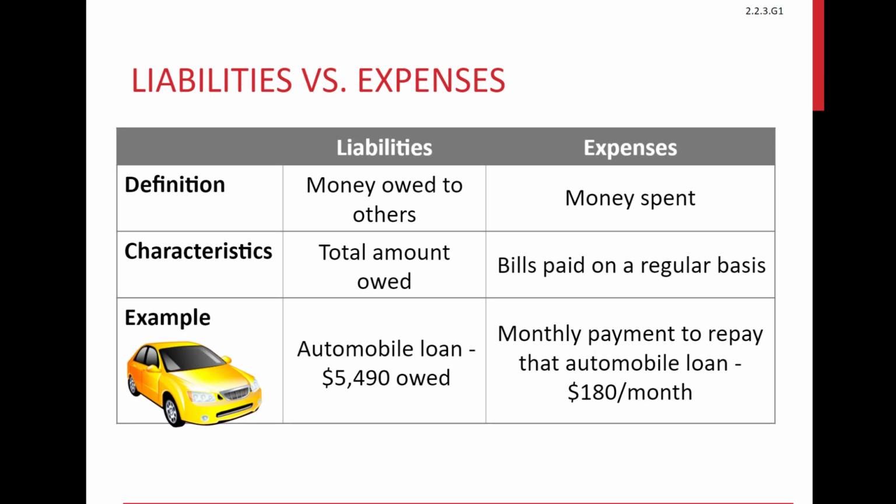For example, if you go out to eat at fast food places, that's an expense, not a liability. It's not something that is currently owed. It's just something that you would pay as a normal course of life. So that's the difference between liabilities and expenses. Liabilities go on your balance sheet, expenses do not. They go onto a different kind of document.